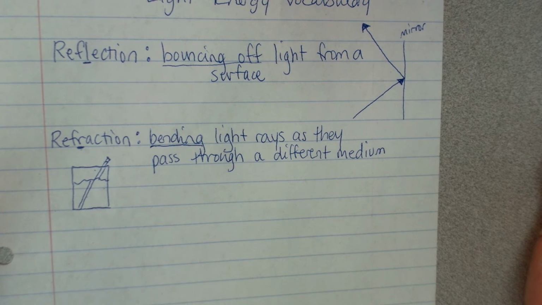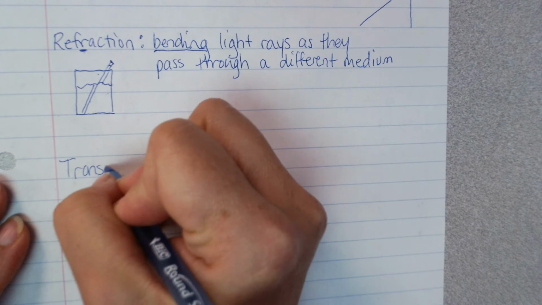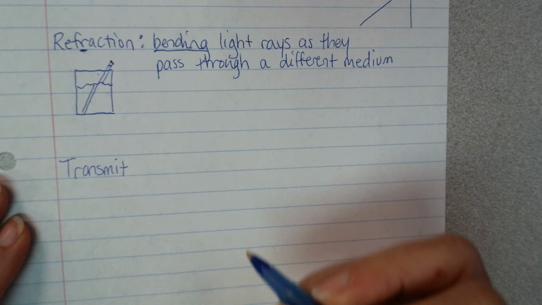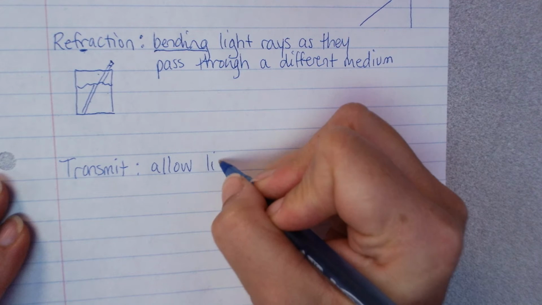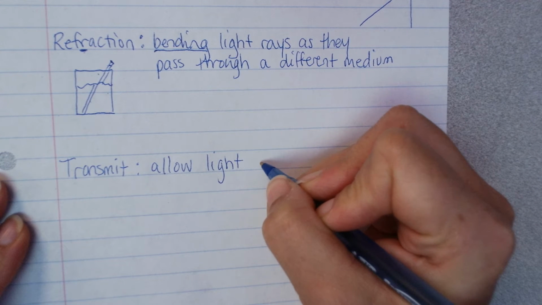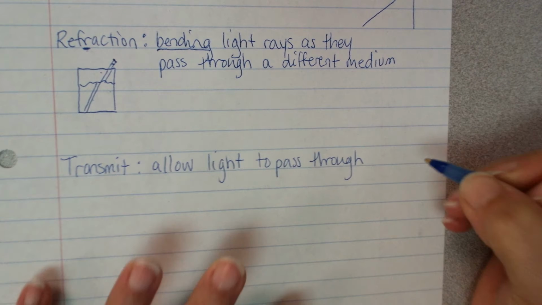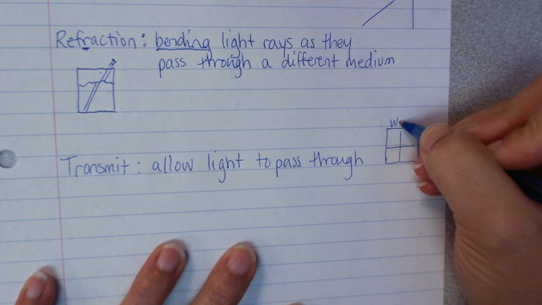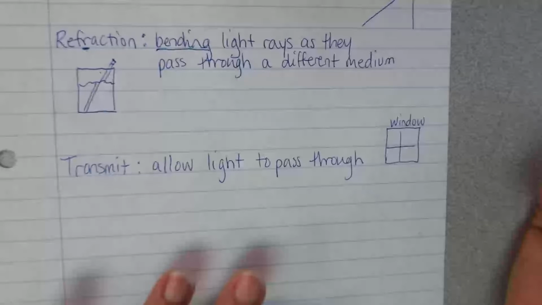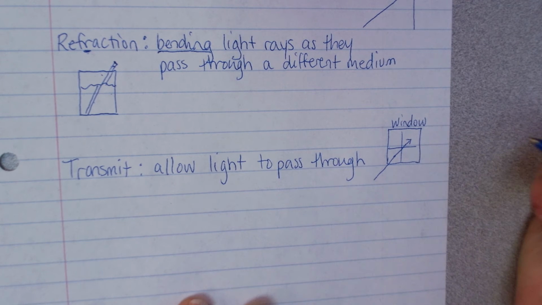So two other words that we need to look at. One is transmit. If we transmit light, you are allowing the light to pass through. If we have a clear window, I'll just draw an example of a window over here. That clear glass is going to allow the light, so let's draw some light rays coming in, and they're going to pass on through the window, right?